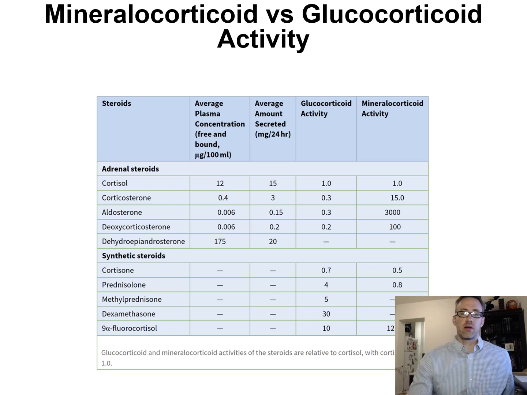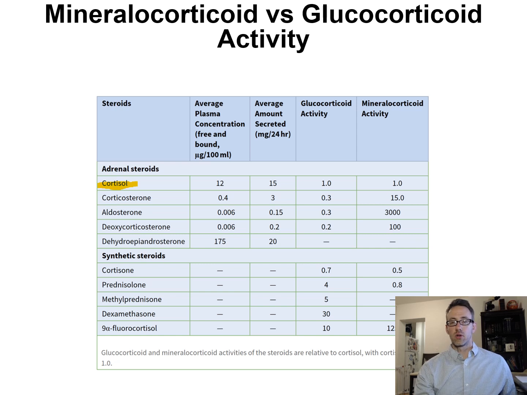Now, you'll see down here in the chart, we have cortisol. So cortisol is going to be sort of our baseline here. It's our average plasma concentrations, average amounts secreted, and so on. Not something that we need to necessarily memorize, but just understand that these dosages are very small, on a microgram level. If we compare those dosages, look at cortisol's average plasma concentration: 12 micrograms per deciliter. You compare that to aldosterone, which is 0.006 micrograms per deciliter. So aldosterone is in much, much lower concentration than cortisol. And corticosterone is lower than cortisol as well. So you can compare those levels.